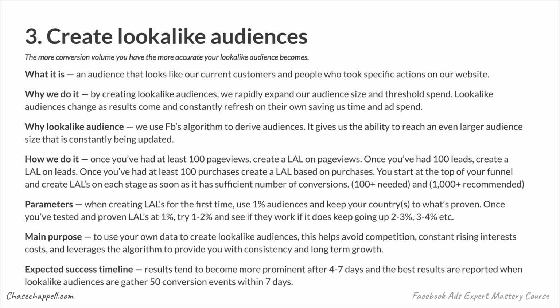And the parameters for lookalikes: the first time we create them, we're going to want to start with 1% audiences. That basically tells the lookalike to find the 1% of people who most closely resemble your actual audience. Once you've tested and proven the lookalikes at 1%, try 1 to 2% in a separate ad set. And if it works, keep going up. Just try 2 to 3%, 3 to 4%. Just keep testing the different lookalikes until you find different lookalikes that are performing really well.